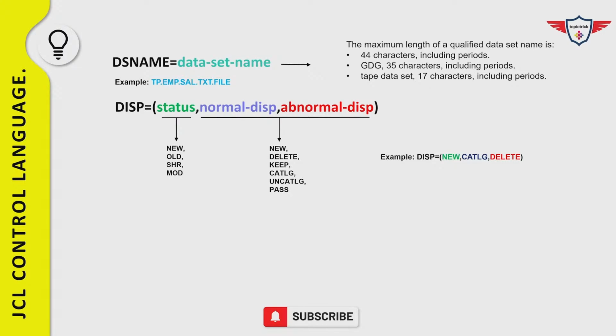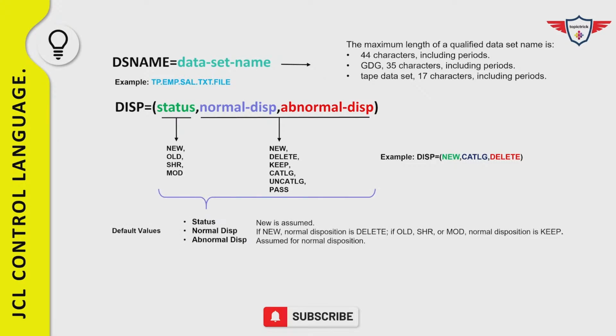The value of the second positional subparameter instructs the operating system what to do with the dataset if the job ends normally. The possible values are delete, keep, pass, catalog, and uncatalog. And the default value is delete. So if you do not specify anything, then by default delete will be assumed as the normal disposition. So eventually, if you specify file status as new, then normal disposition would be delete, and if you specify file status as old, share, or mod, then normal disposition would be keep.